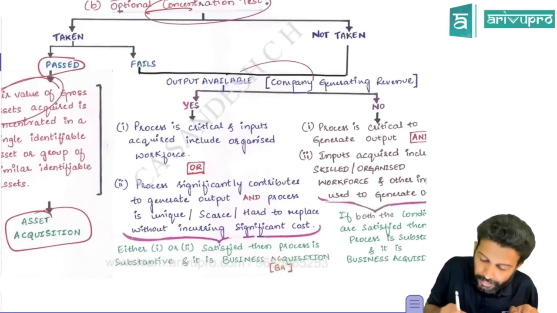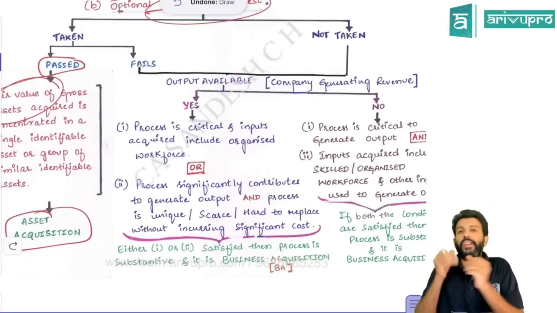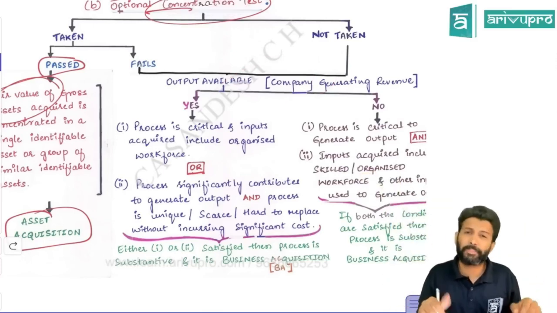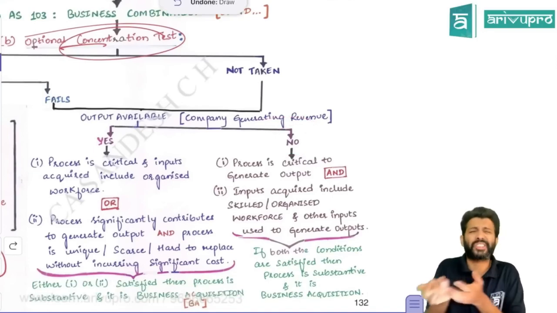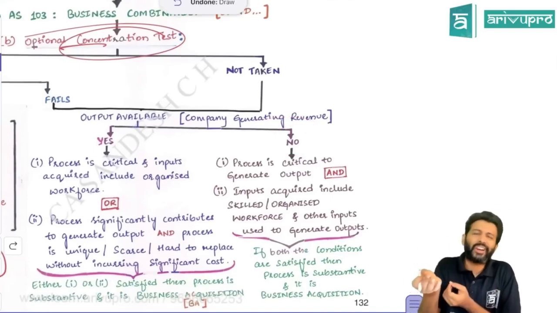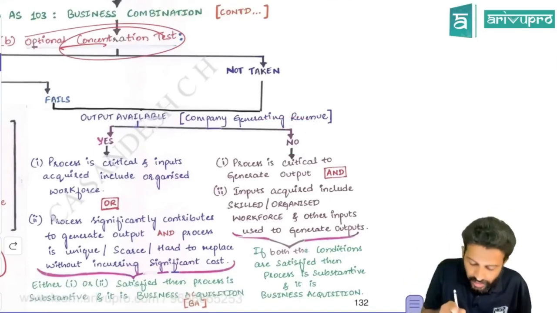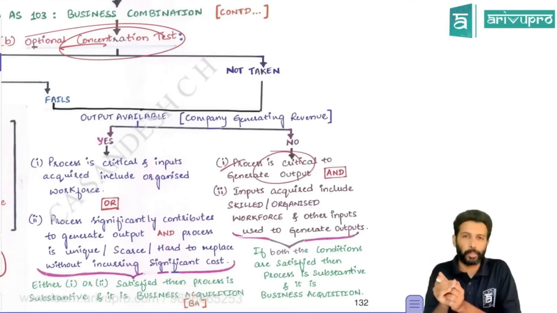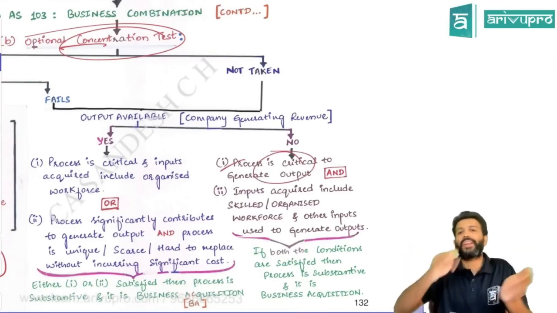You need to check whether the subsidiary company, where you have acquired the shares, already has revenue. If it is not generating revenue, like a startup company maybe, then you need to check whether the process is critical to generate the output. Obviously, every company will have a certain process.